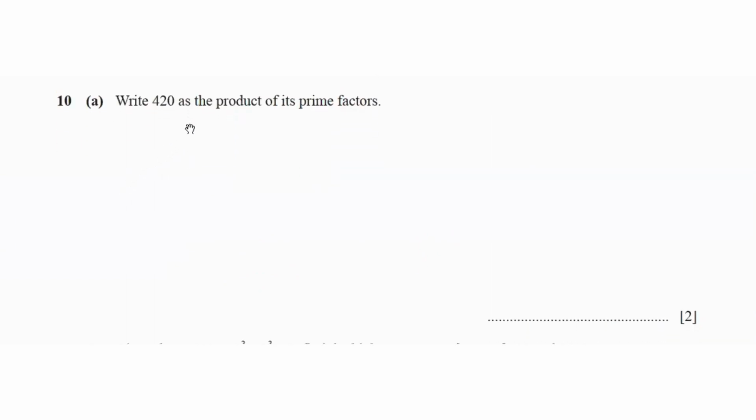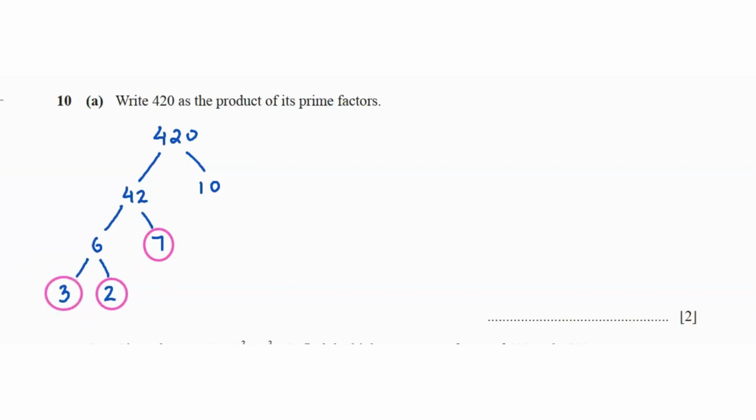Question 10 says, write 420 as a product of its prime factors. 420 can be split into 42 times 10. 42 is 6 times 7. 6 is 3 times 2. 7 is a prime number, so we can't really break it down any further. So that remains as it is. So we have 7, 2, 3.